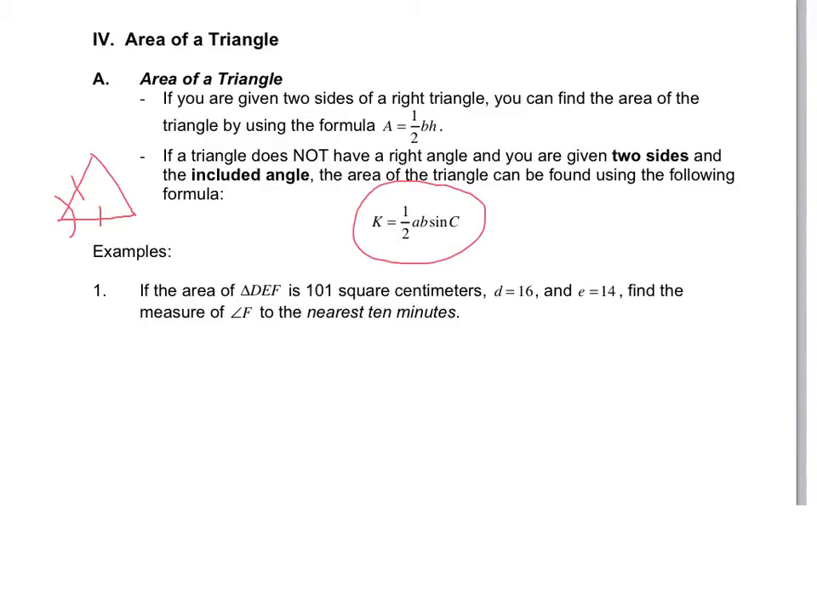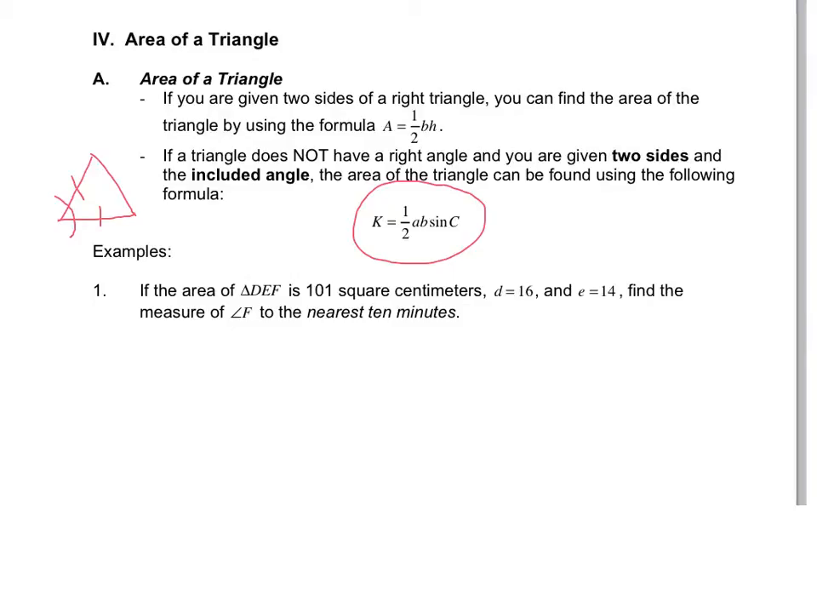Still have no idea why they start with the letter K, but again, it's K equals 1/2 AB sine of C. Will it always be A, B, and C? No, it all depends on what the triangle is labeled as and which are the sides and the included angle. All right, with that being said, let's take a look at number 1.